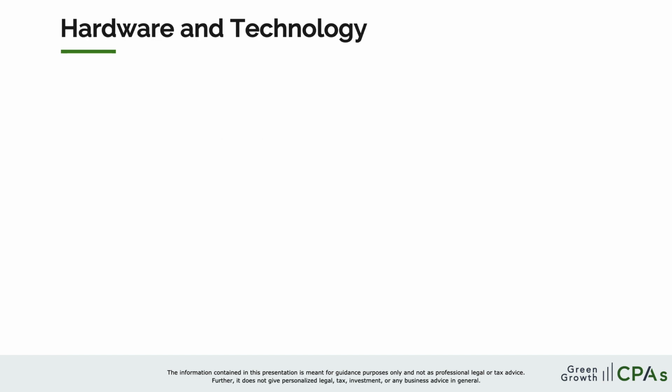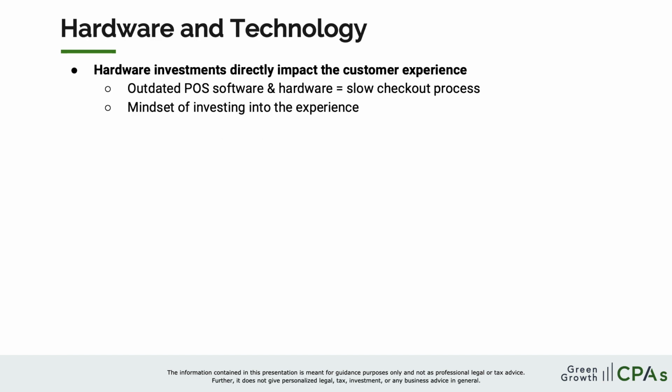So first, hardware and technology. Now, hardware and technology in your cannabis dispensary includes everything from the point of sale system, or the POS system, to the security cameras to the check-in kiosks. Now, you don't want to skip on hardware. It's an investment, and these pieces of equipment can most directly impact your customer experience.